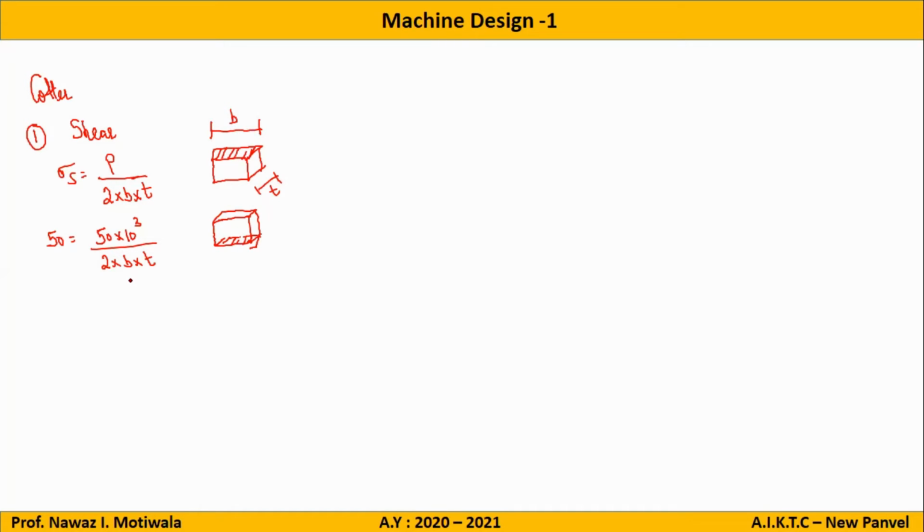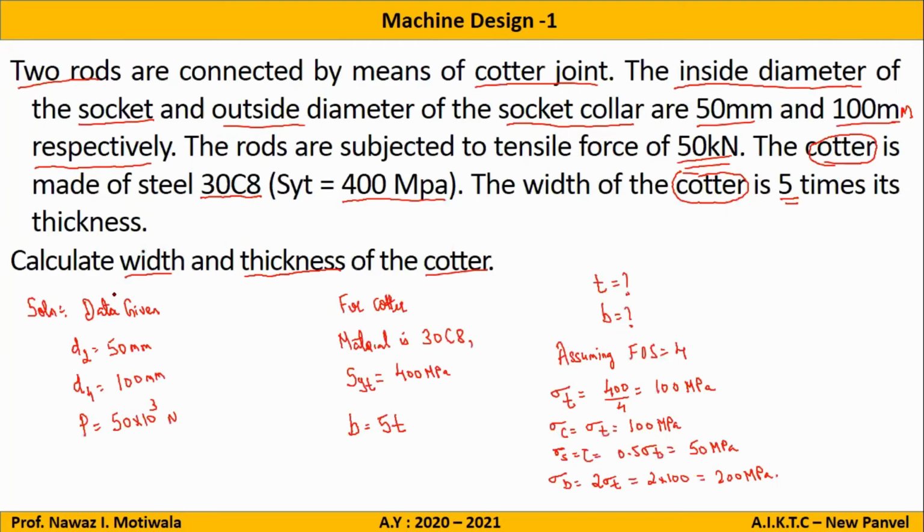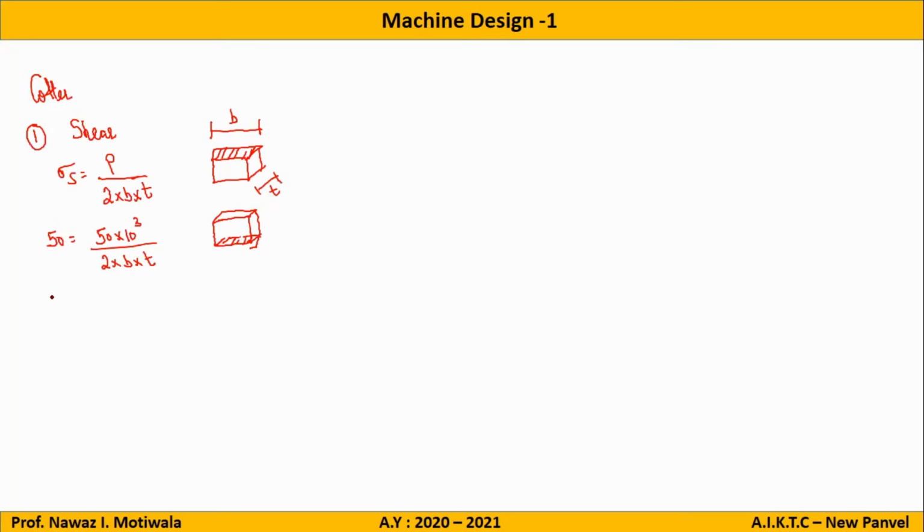Have you read the question properly? The empirical relation is given. Yes, B is equal to 5T. There is a condition given in the question. Don't forget this. We are given that the relation of width to thickness is 5. So I will substitute here, 50 is equal to 50 into 10 raised to 3 divided by 2. In place of B, I will write 5T multiplied by T.